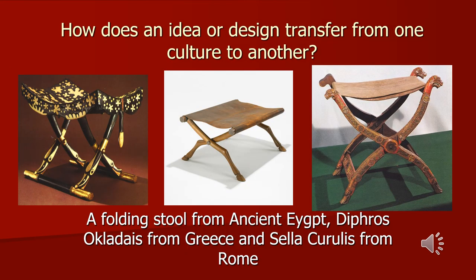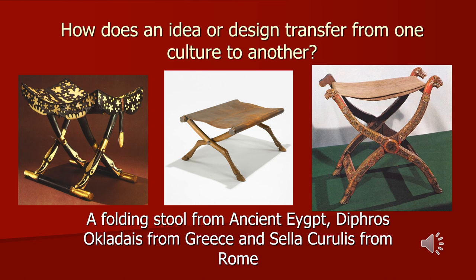When we talk about furniture design, we'll see one idea transmitted from one spot to another as well. So here on the left, you'll see a folding stool from ancient Egypt that's from Tutankhamun's tomb. And the folding stool was a seat of honor in Egypt. We see it being used in the center from the Greeks with the Diphros Oklodias and the deer hoof feet. And then you see that form also being used by the Romans in the Sella Curialis form, which was a seat of honor for the magistrates.